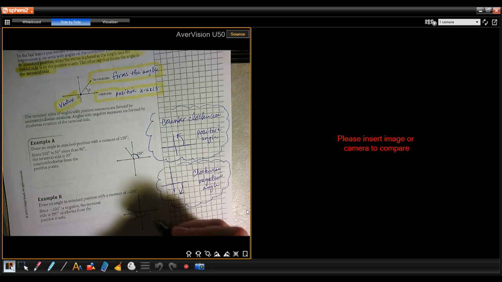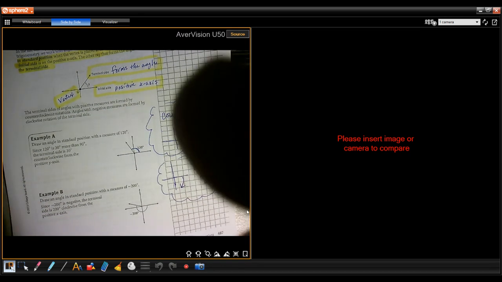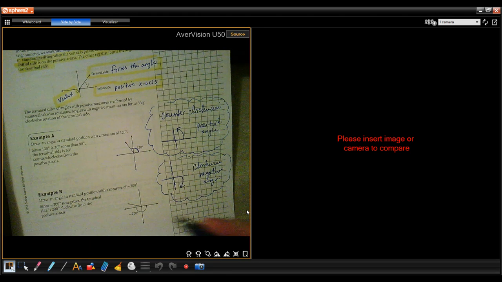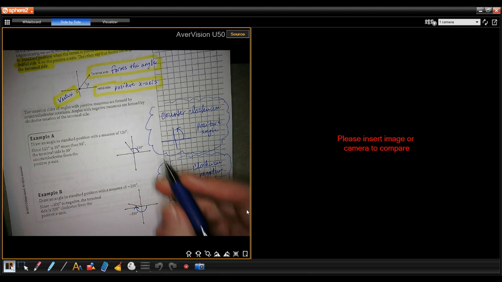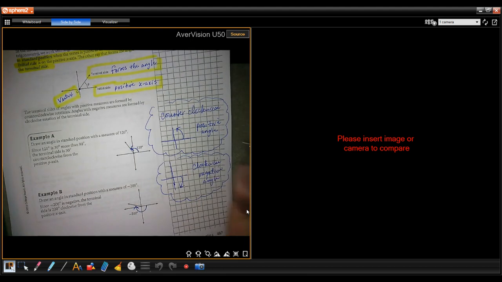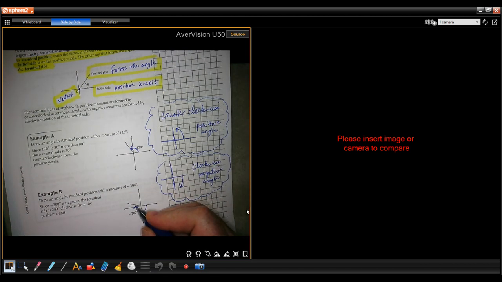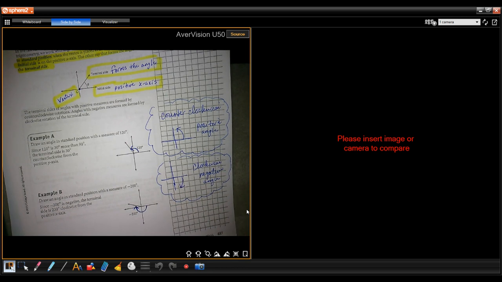Negative 200 means, let's see, there's a glare. Let's turn this off. Hold on. Okay, so negative 200 would be you're going like this. You're going this direction, like that. And then this one, you're going this direction, like that. So positive 120, and this is negative 180. It's half a circle, 180, and then 20 more. So that's what we're doing right there. Just a little vocab intro: going positive is counterclockwise, and negative is clockwise.